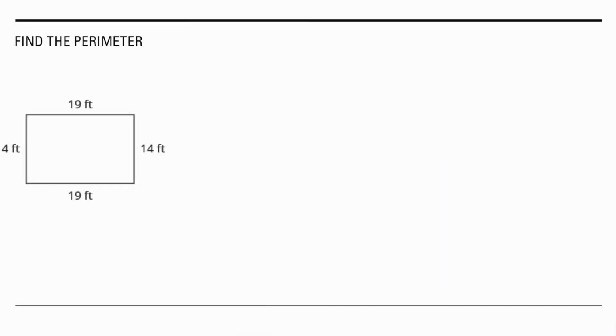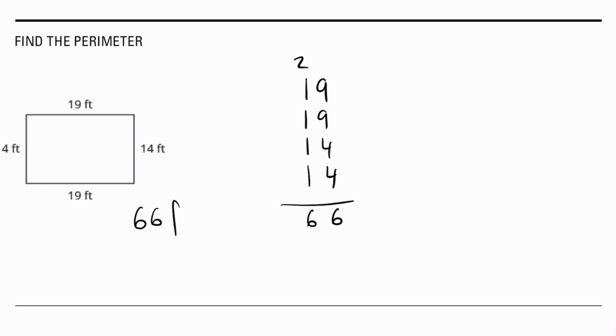This one's in feet, but it's the same process. And so we end up with 19, 19, 14, 14. So we go 9 plus 9 is 18, plus 4 is 22, plus 4 is 26. Carry the 2. 2 plus 4 ones is going to be 6. And so we end up with 66 feet.